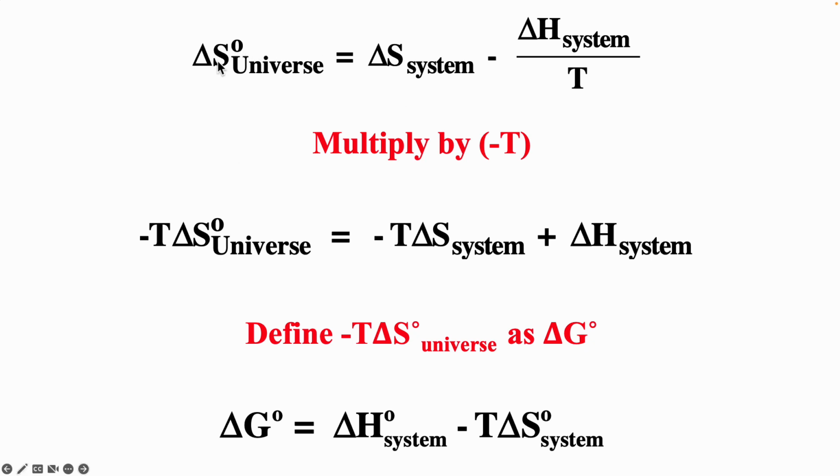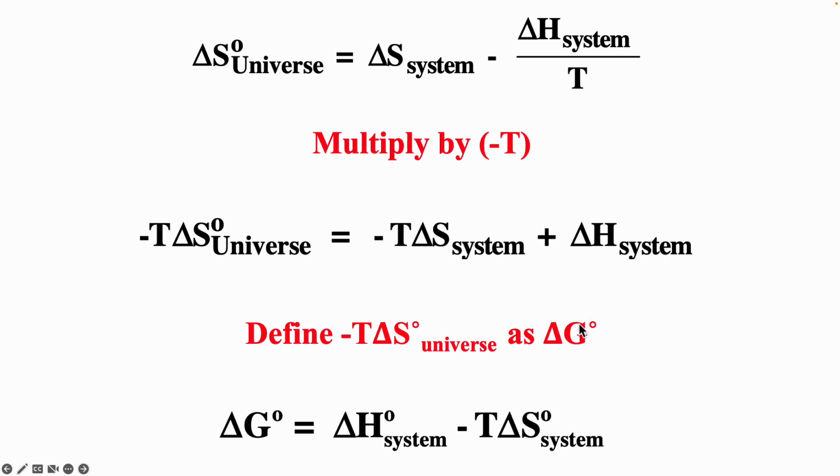And so if we take this equation, delta S universe equals delta S system minus delta H over T, and we multiply through by minus T, we get this. Now we can define the minus T delta S universe as equal to delta G.